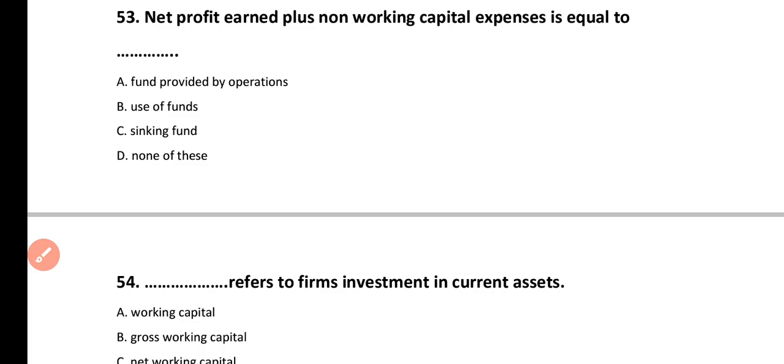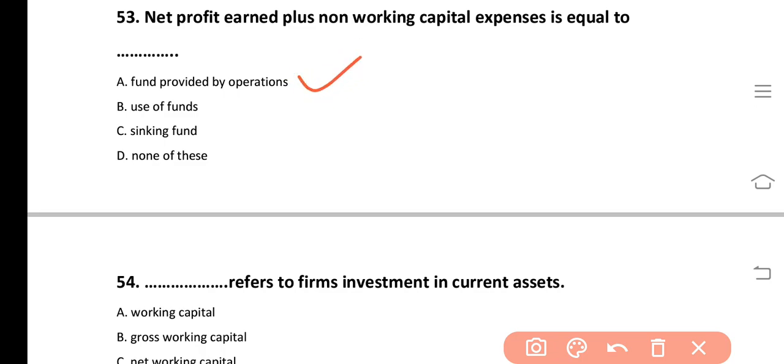MCQs number 53. Net profit earned plus non-working capital expenses is equal to fund provided by operations, use of funds, sinking funds, or none of these. So the correct option is option A. Funds provided by operations are equal to net profit earned plus non-working capital expenses.